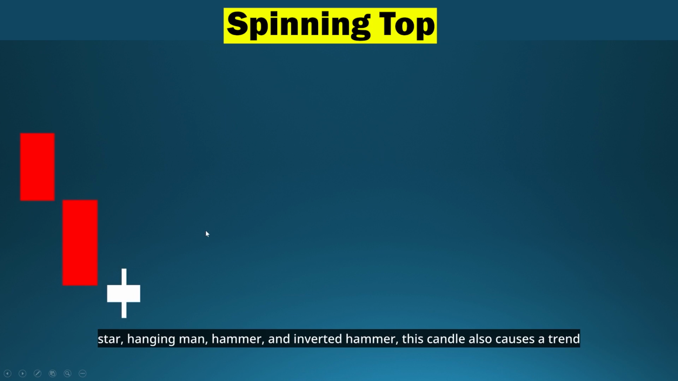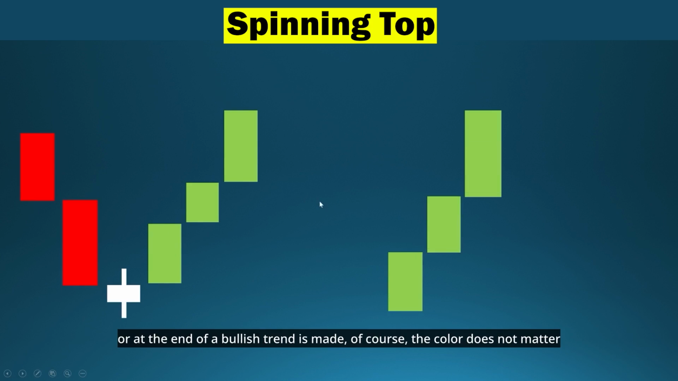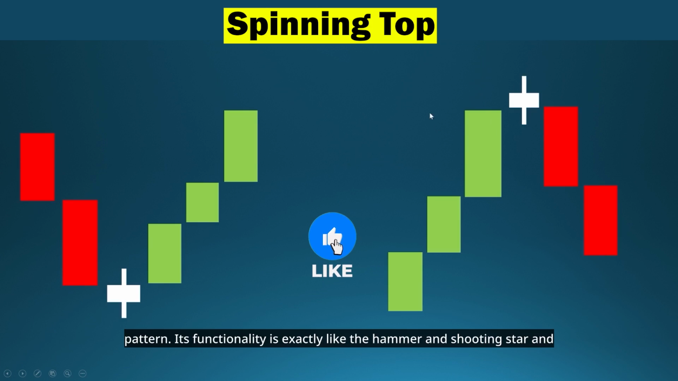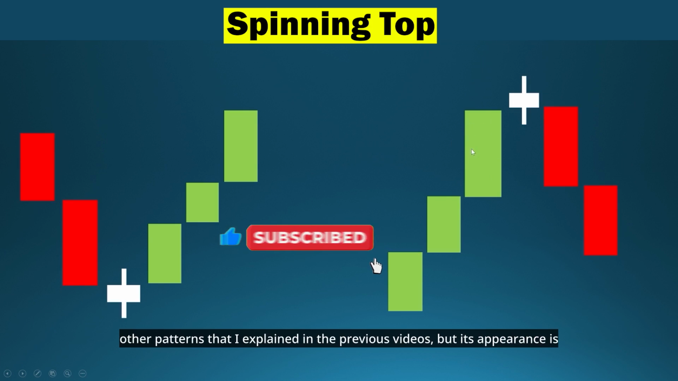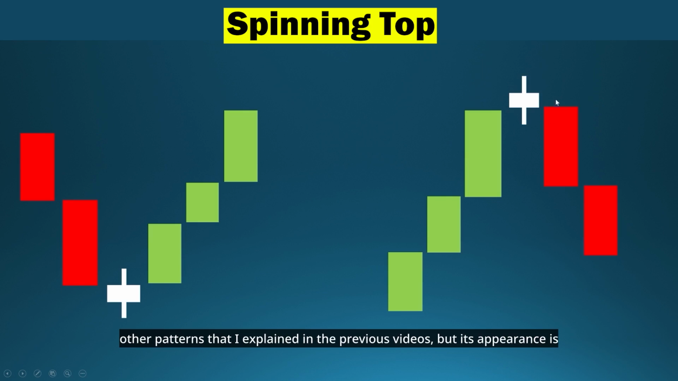This candle also causes a trend reversal, so it is made at the end of a downtrend and changes the trend to an uptrend. Or it is made at the end of a bullish trend, and of course the color does not matter, it works whether it is green or red, and it changes the trend from bullish to bearish. So this is a spinning top pattern. Its functionality is exactly like the hammer and shooting star and other patterns that I explained in the previous videos, but its appearance is different. So it means that the upper and lower shadows are the same size and it has a small body.